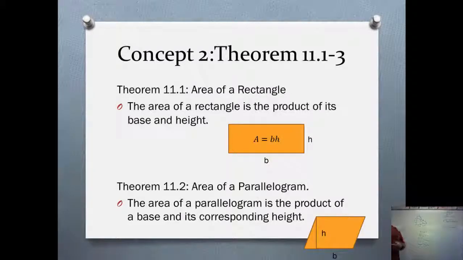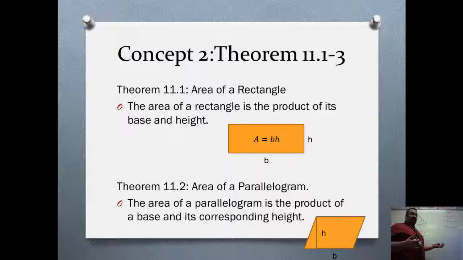Alright, first theorem, the area of a rectangle is the product of its base and height. So basically, area equals base times height. This is probably one that you know, and it's probably one that you're pretty confident about. If I want to find the area of the whiteboard, I would take the length of the board, or the base of the board, times it by, or multiply it by, its height. And that would be the area of the whiteboard.